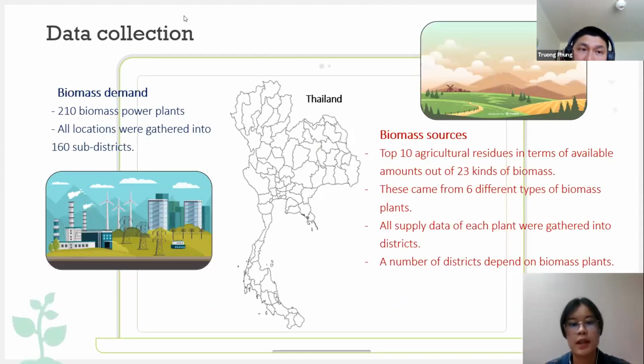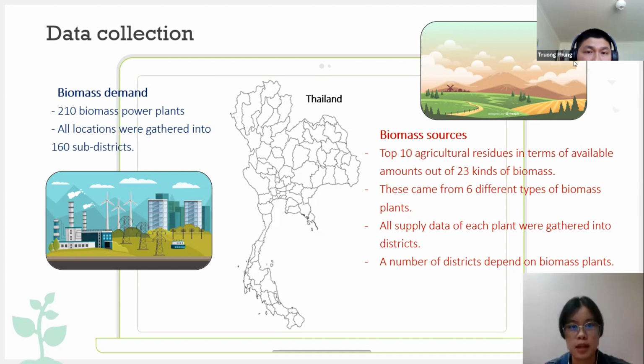Two types of data of each country were collected. First is the demand of biomass and power plant locations. In Thailand, 230 power plant locations were gathered into 160 sub-districts.